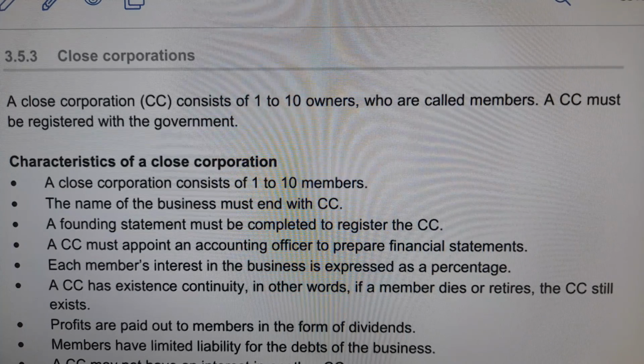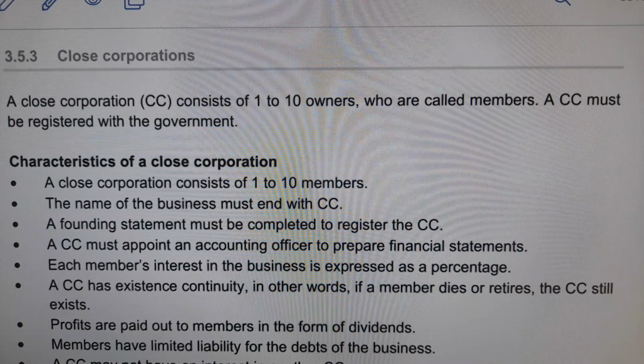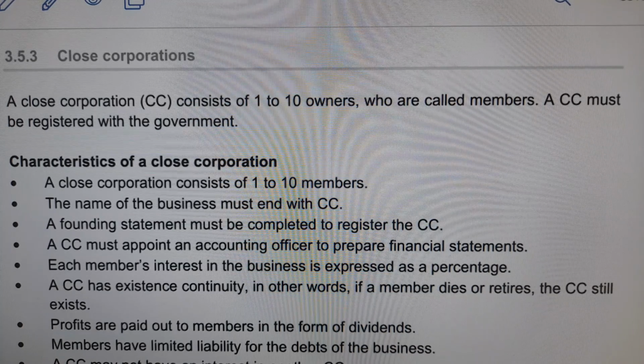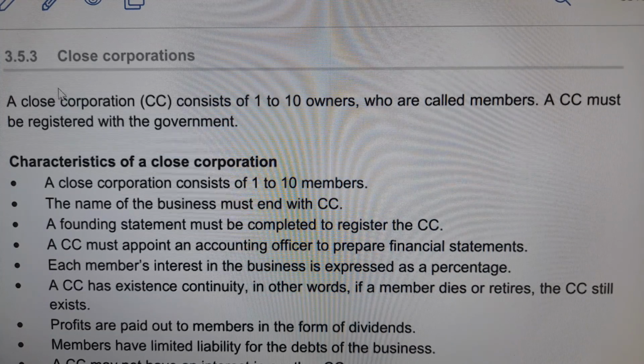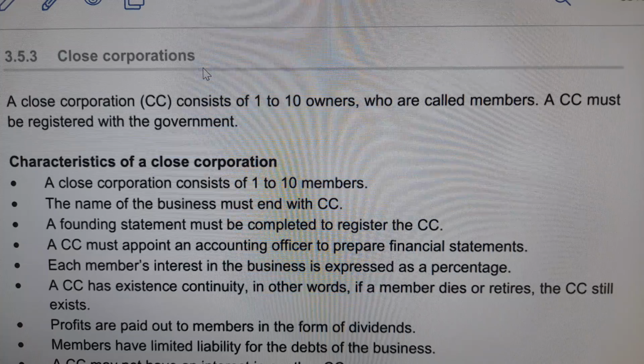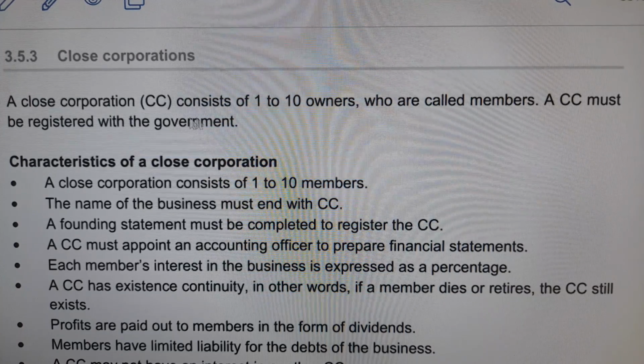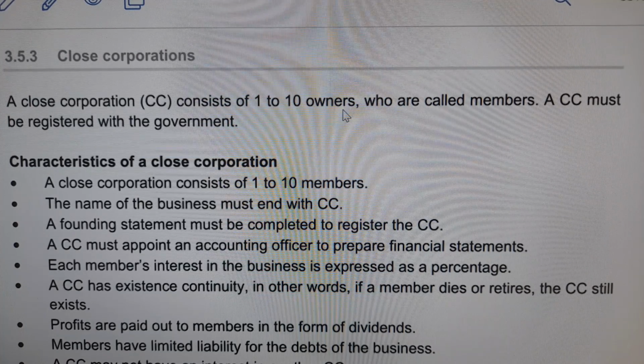In this lesson, we continue with the forms of ownership. So we have already done the first two, which is the sole trader and the partnership. So today we are focusing on the closed corporations. A closed corporation consists of 1 to 10 owners who are called members. And the abbreviation for closed corporation is CC. A CC must be registered with the government.